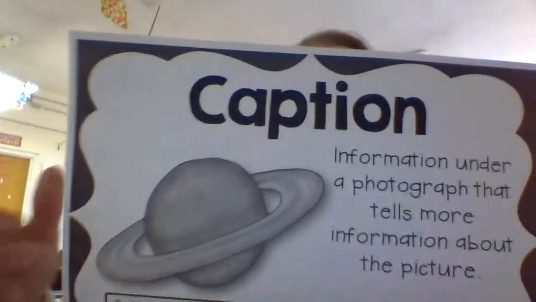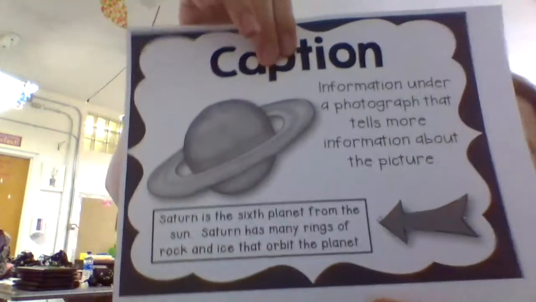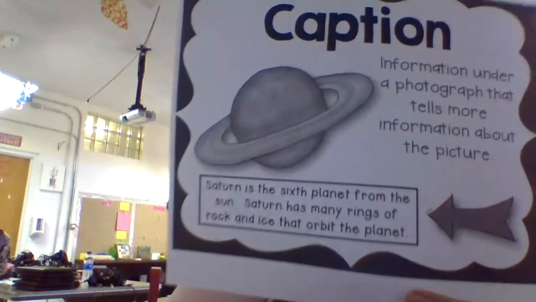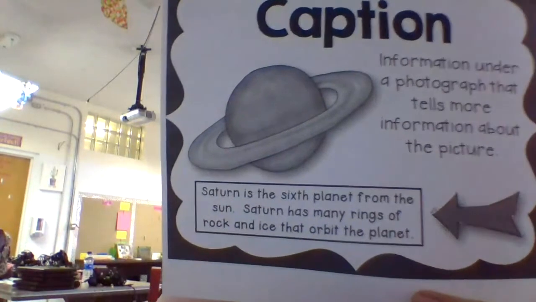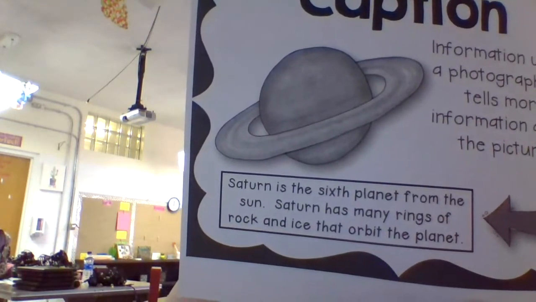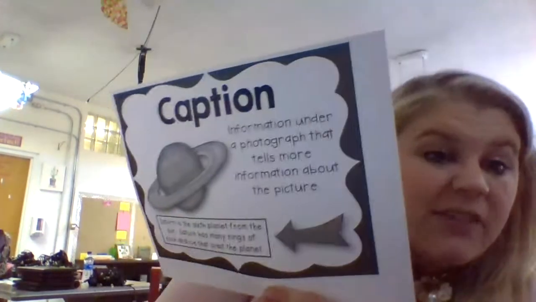Another important text feature is captions. Captions are information under a photograph, and they tell you more about it. So if you're reading a book and you see this photograph, the caption under it is going to tell you what you're looking at. It says Saturn is the 6th planet from the sun. Saturn has many rings of rock and ice that orbit the planet. So that gives you some more information about what you're reading.